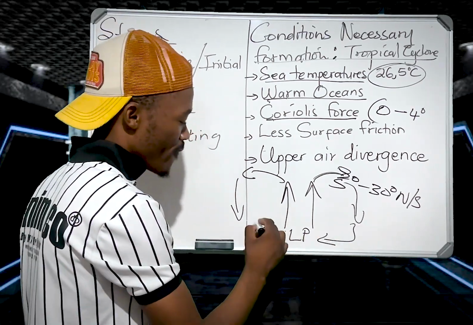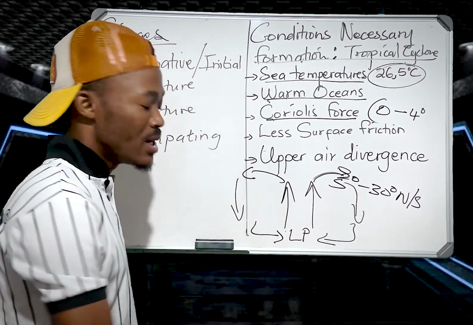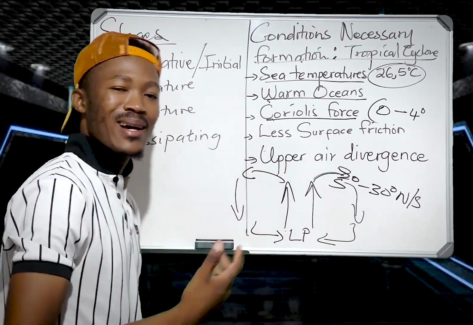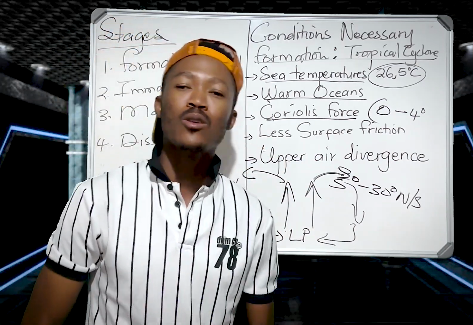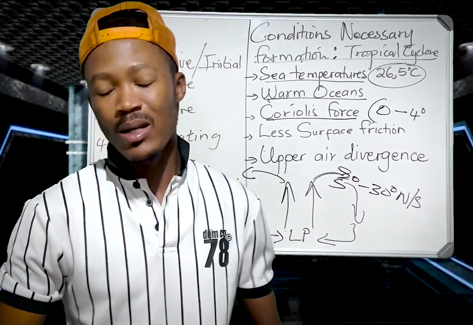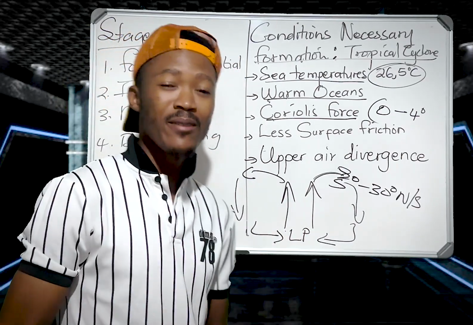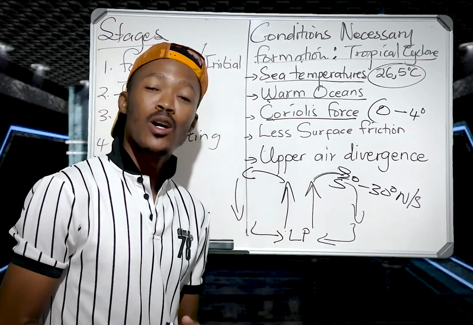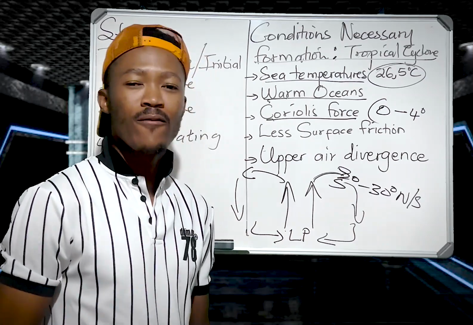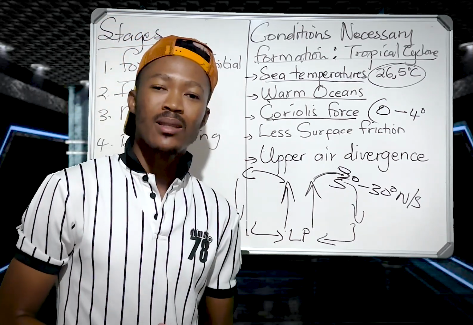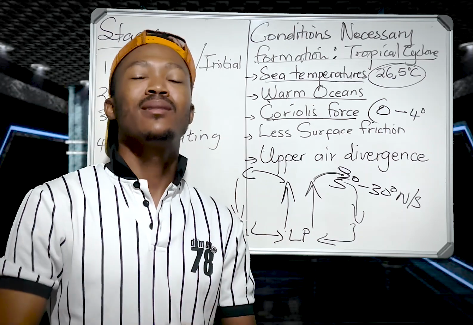Then we have convergence of air around the surface. This air will continue to rise and rise and rise, leading to the formation of cumulonimbus clouds that will later bring about precipitation. Not just any precipitation, but torrential rainfall coupled with strong winds that are most likely to lead to storm surges.